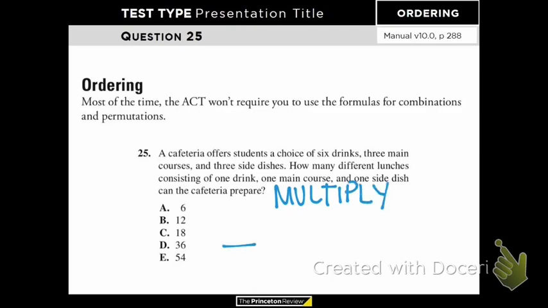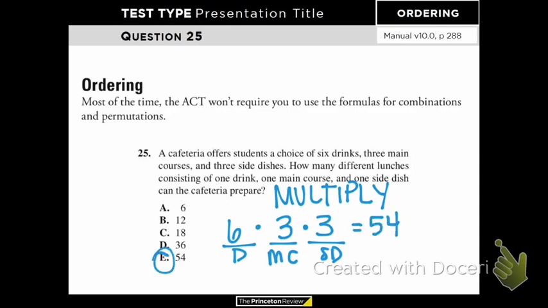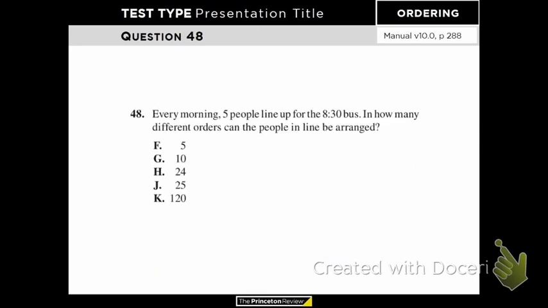I like to make little dashes or slots, and I'm going to show you, we'll use this in the next couple of problems too. So the first thing they talk about is the drink. So there are 6 different choices for drinks, okay? You've got a main course, there are 3 options there, and then you choose a side dish, there are 3 options there. So all you need to do is multiply these 3 numbers together, which gives us 54 total combinations, okay? So multiply those together for that type of problem.